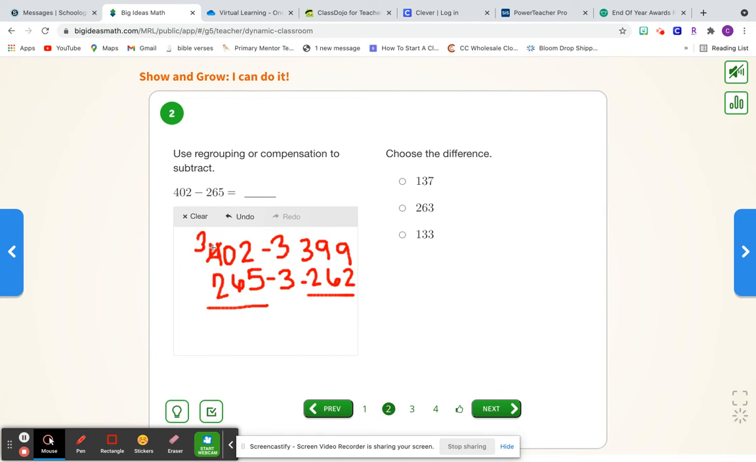So we're going to come over here. We're going to put our 10. We're going to change this to a 9. And we have 12 ones. 12 minus 5 is 7. 9 minus 6 is 3. 3 minus 2 is 1. All right, let's see if we get the same thing. 9 minus 2, 7. 9 minus 6, 3. 3 minus 2, 1. So we got the same answer.